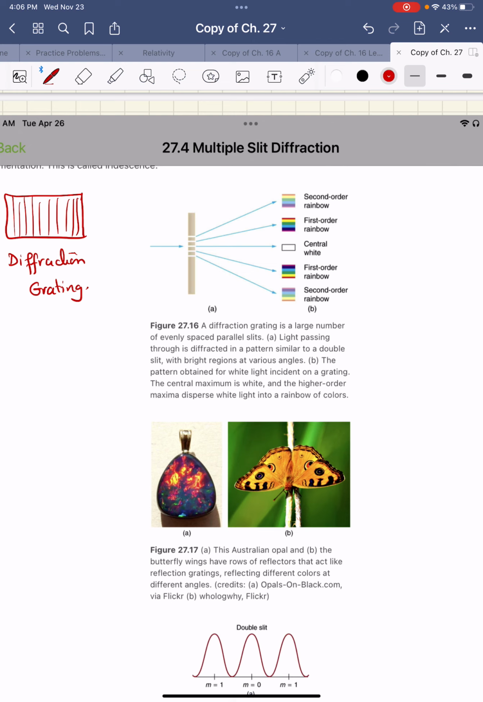When we have that diffraction grating, the light is going to be diffracted in a pattern similar to the double slit, with bright fringes on both sides. And if the light is white, you're going to see the rainbow colors as well.